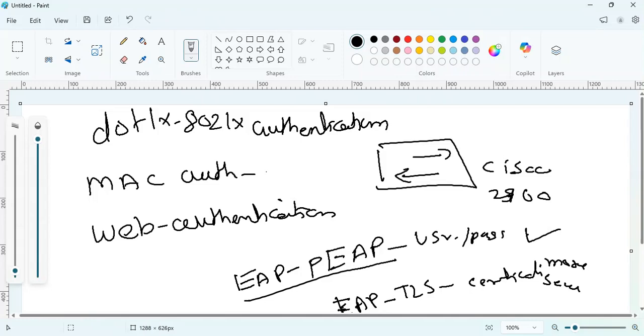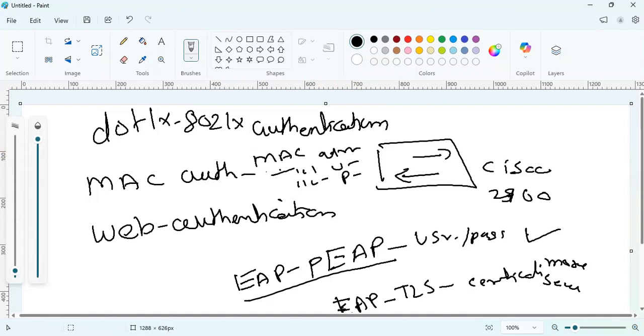MAB is user authentication where the username and password are the MAC address of the system itself. The username and password is the physical MAC address. That is the username and password also. Both are the same. It's a fallback. If your AD is down, at that time use this MAC authentication.